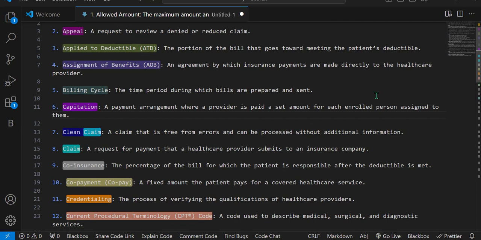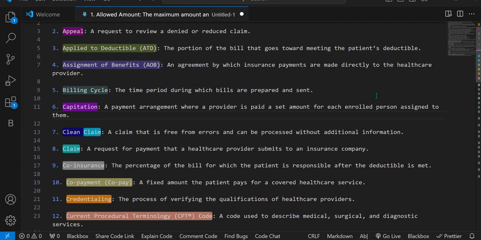So the ninth one is co-insurance. The percentage of the bill for which the patient is responsible after the deductible is met. As I told you, we have discussed co-insurance in the previous class. The percentage of the bill for which the patient is responsible after the deductible is met.